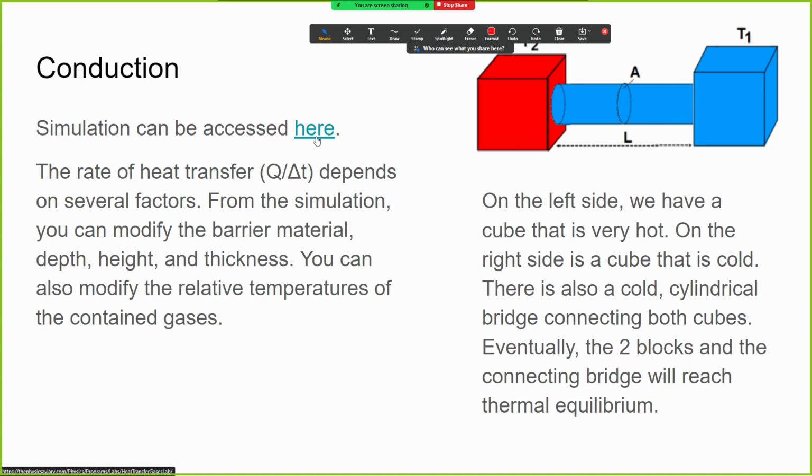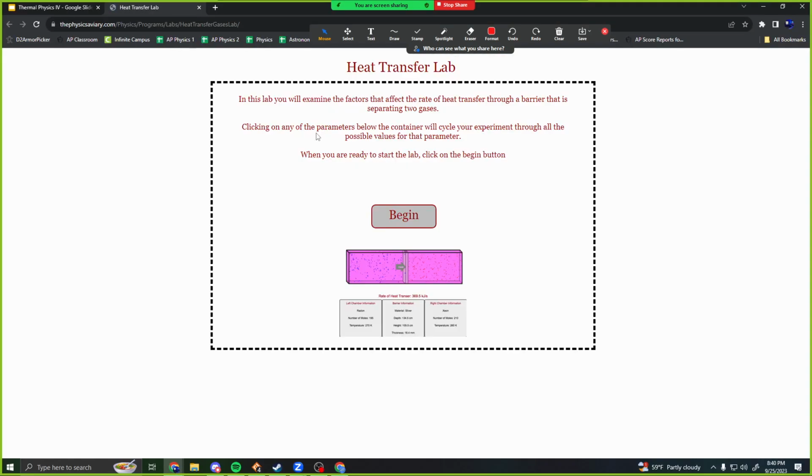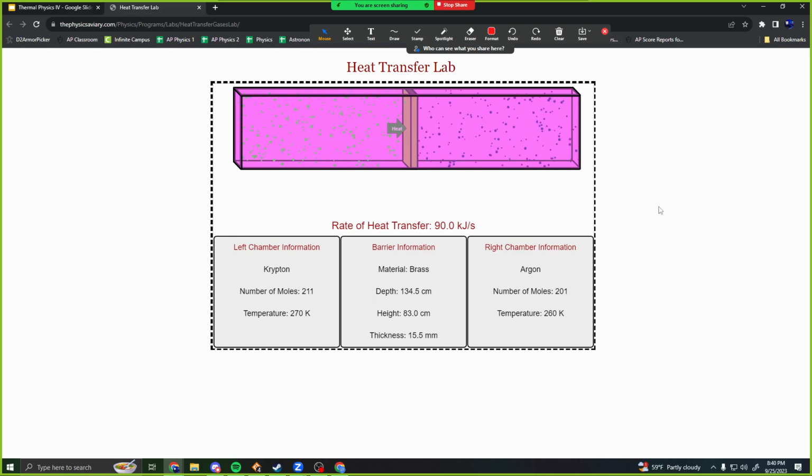I'm gonna click this simulation in a second here. So we're gonna talk a little bit about the rate of heat transfer and how many things that's actually going to depend on. So you can modify the temperatures of the gases. You can talk about a lot of the different factors here. We'll click it. And so what it says here in this lab, you're going to examine the factors that affect the rate of heat transfer through a barrier that is separating two gases. And clicking on any of the parameters below will cycle your experiment through all the possible values for the parameter. We're going to click begin here.